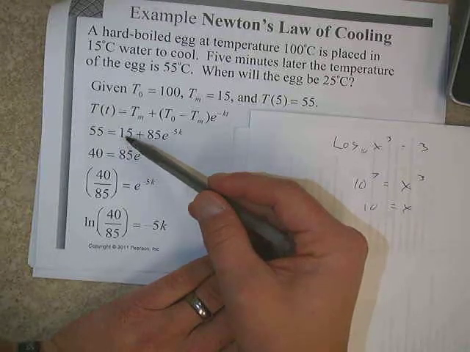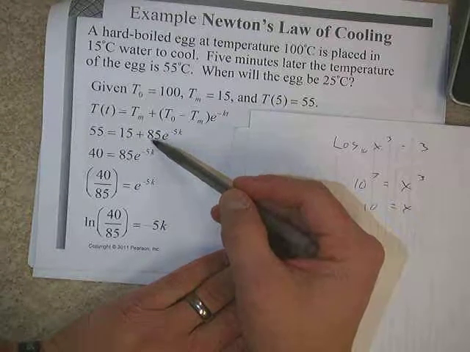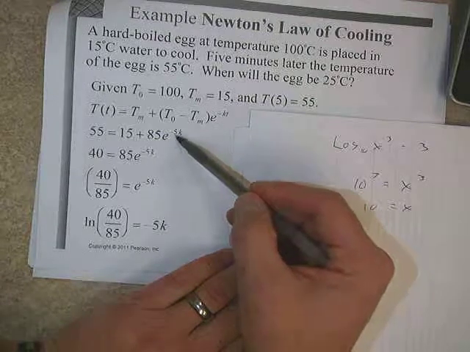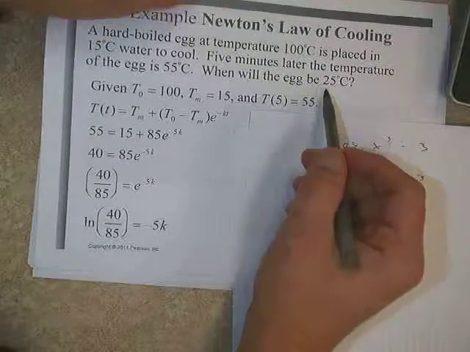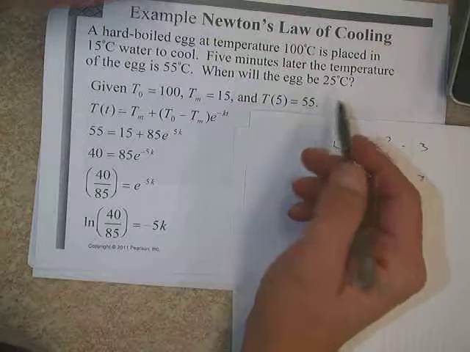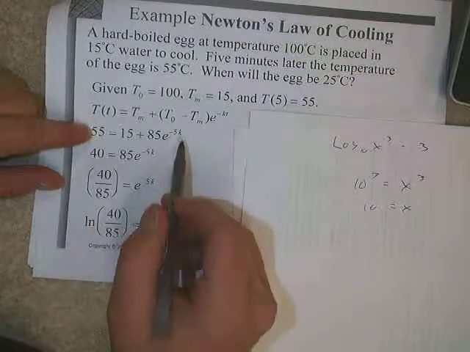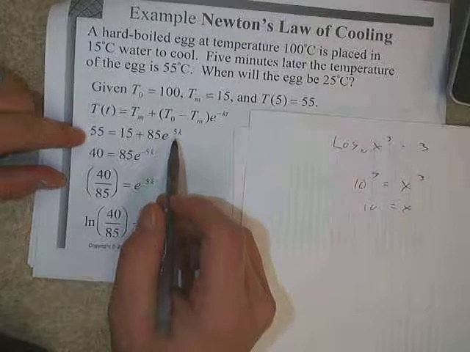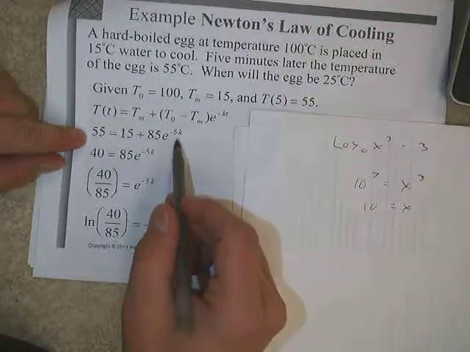Over here on the left-hand side, if we fill in the blanks, the temperature, the 55, is what the egg was 5 minutes later. This is the surrounding temperature that we put it in, or T sub m, I should say. T sub 0 is the initial temperature, and then the time here is 5. The problem we have with going right to the answer of when will it be 25 is we don't know K. They didn't tell us what K equals.